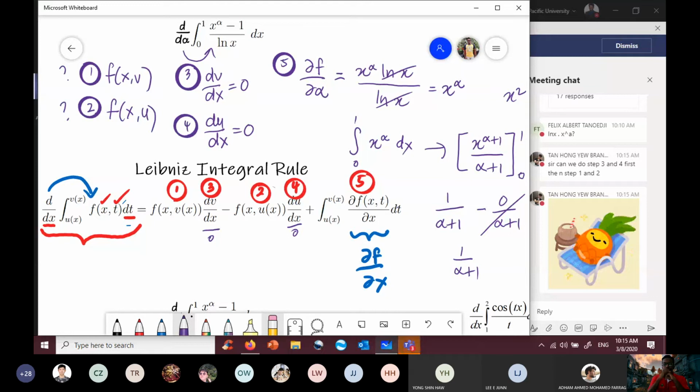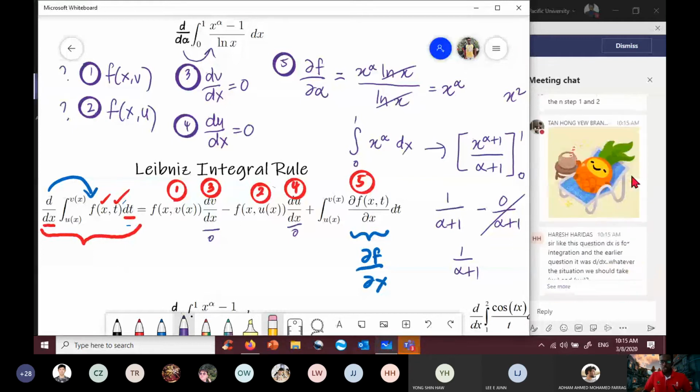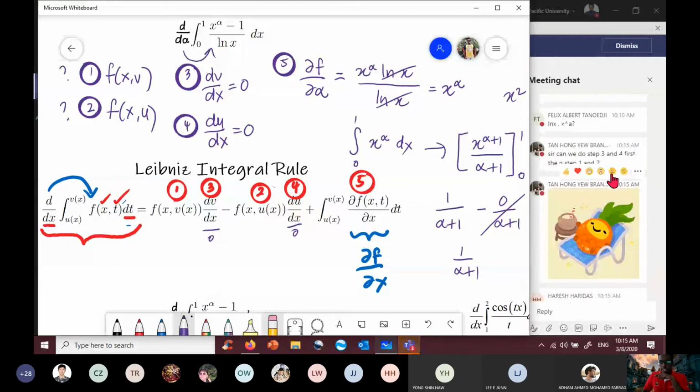Okay, I see you're chilling there. So hopefully it's slightly a bit clearer when you do the second example. Okay, the rest of you I'm not sure because only 17 of you responded here.